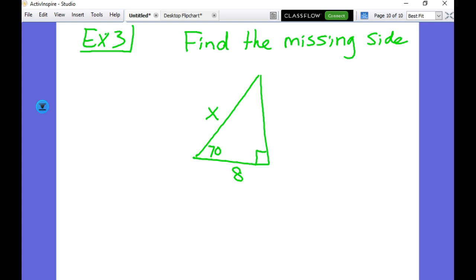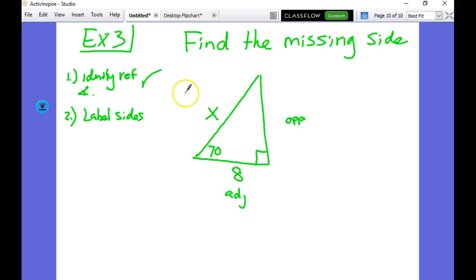So the first thing you want to do is identify your reference angle. So what's my reference angle? 70, right? So check. We know that. Step 2. You might want to label your sides. So if 70 is my reference angle, what am I going to call this side over here? What am I going to call this? Adjacent. And what am I going to call this?